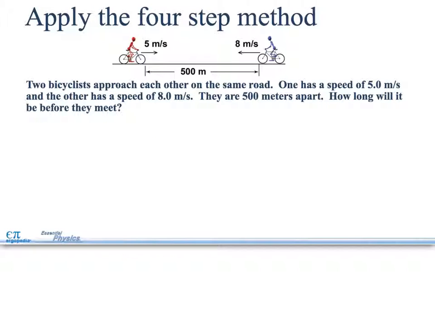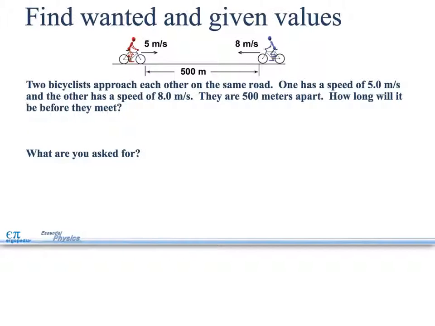Alright, back to here, apply the 4-step method. This is our problem again. So one's going 5 meters per second to the right, one's going 8 meters per second to the left, and they are 500 meters apart. We want to know how long before they meet. So our first question is, what are you asked for? Time. Time is what's asked for, so that's what we need to solve for.